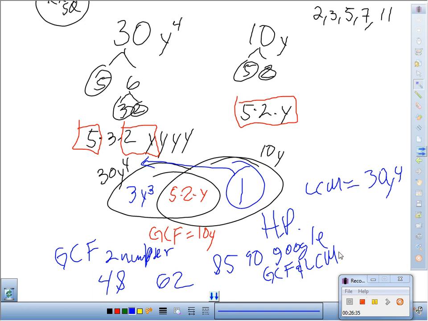Then you're going to Google GCF monomials. And then you're going to come up with these are monomials, aren't they? Yes? And then you find the GCF and LCM, 5 of those. 5 pairs of these and 5 of numbers.